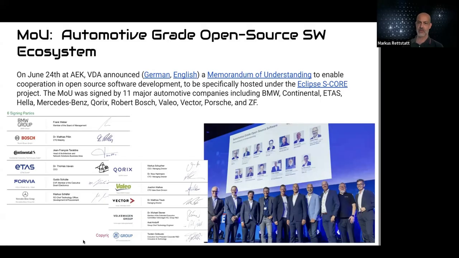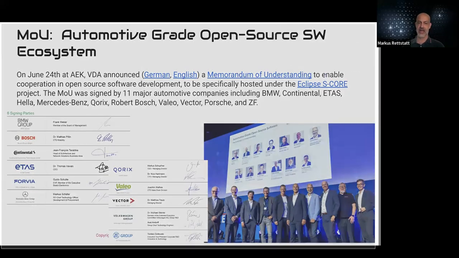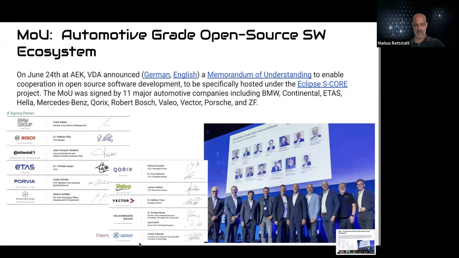We announced that we are enabling a cooperation for an open source development. It is also resided at the Eclipse Foundation. The name is S-Core, and we signed a Memorandum of Understanding. You can read which companies are starting with this approach, and the aim is to develop non-differentiating things together in a common approach, to have a common middleware stack in open source.